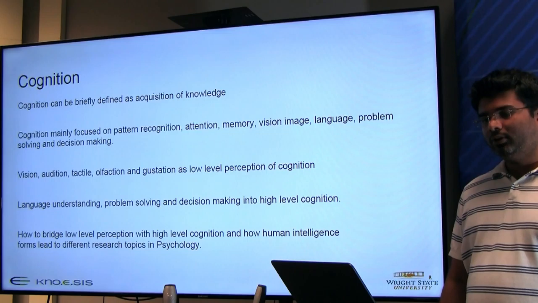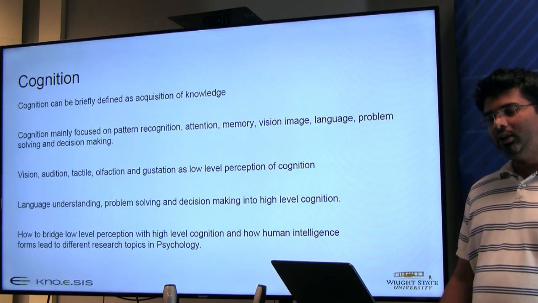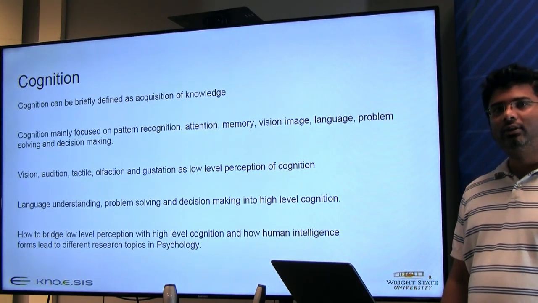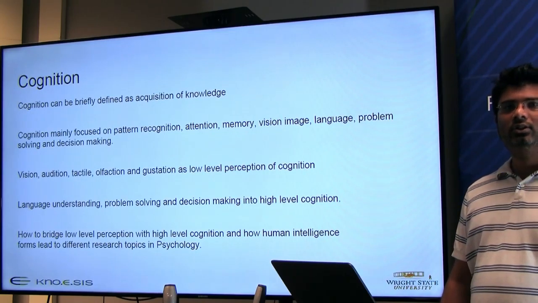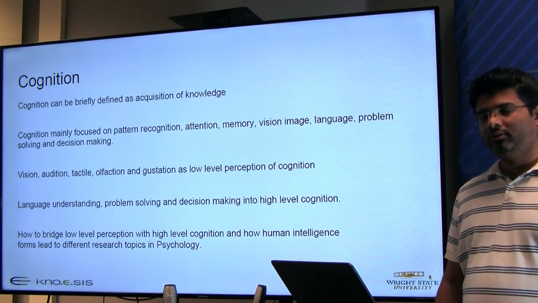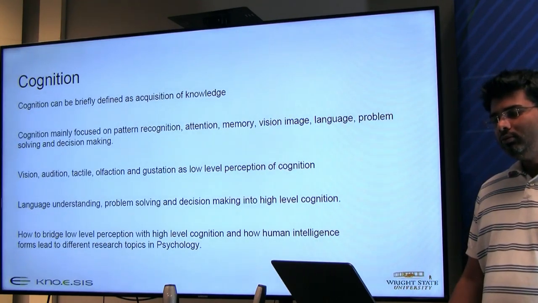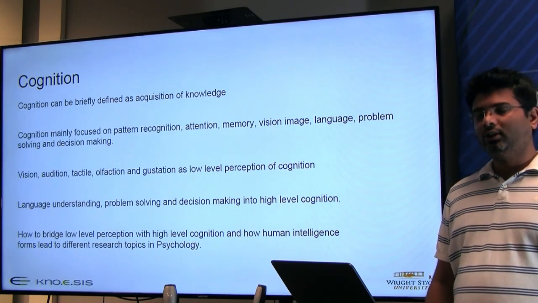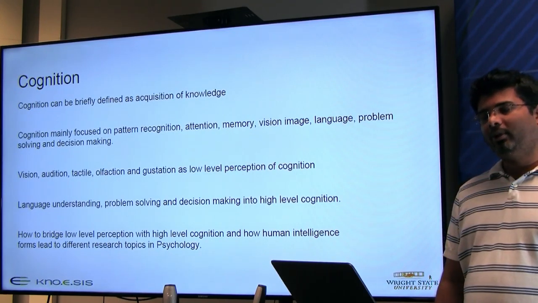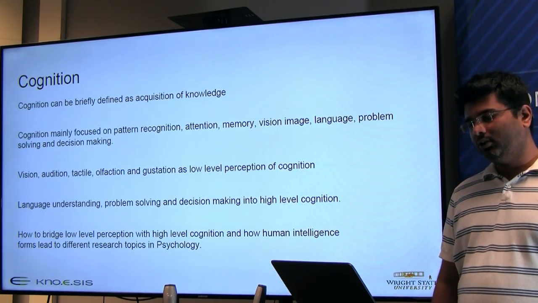So the first thing out of cognitive computing is cognition. I tried to understand it by going through the basics from the psychology department. Acquisition of knowledge is simply said as cognition. What all is included in that is pattern recognition, attention, memory, vision, image, language, problem solving, decision making. All these things are acquisition of knowledge. And these things are broken up into two different parts. Some of them are called high level cognition and some are called low level cognition.